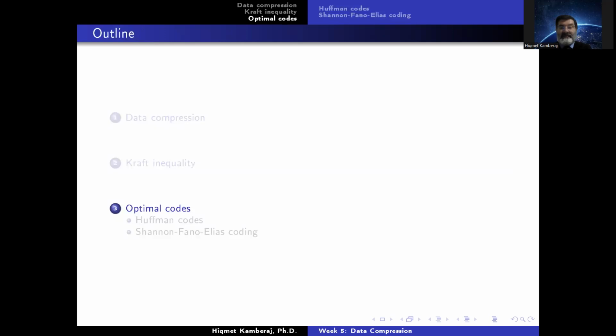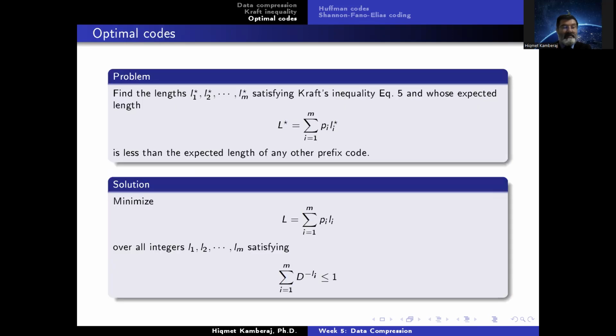Now, let's give the optimal codes. The problem is the following. I want to find the lengths L1 star, L2 star, and so on, Lm star, satisfying Kraft's inequality, which is given by equation 5 before, and whose expected length, L star, which is the sum over i from 1 to m of pi Li star, is less than the expected length of any other prefix code.